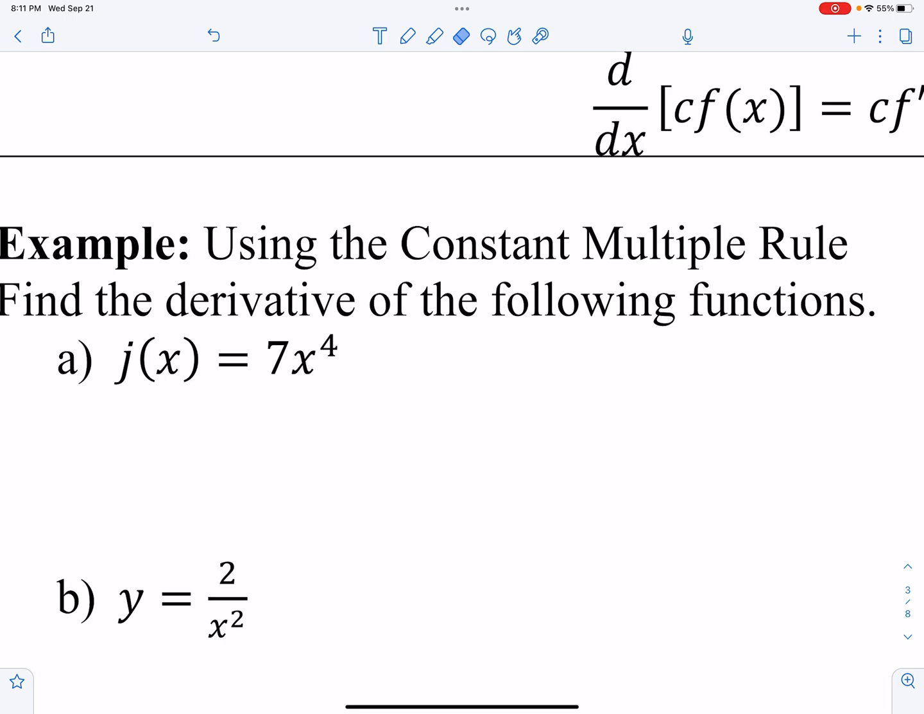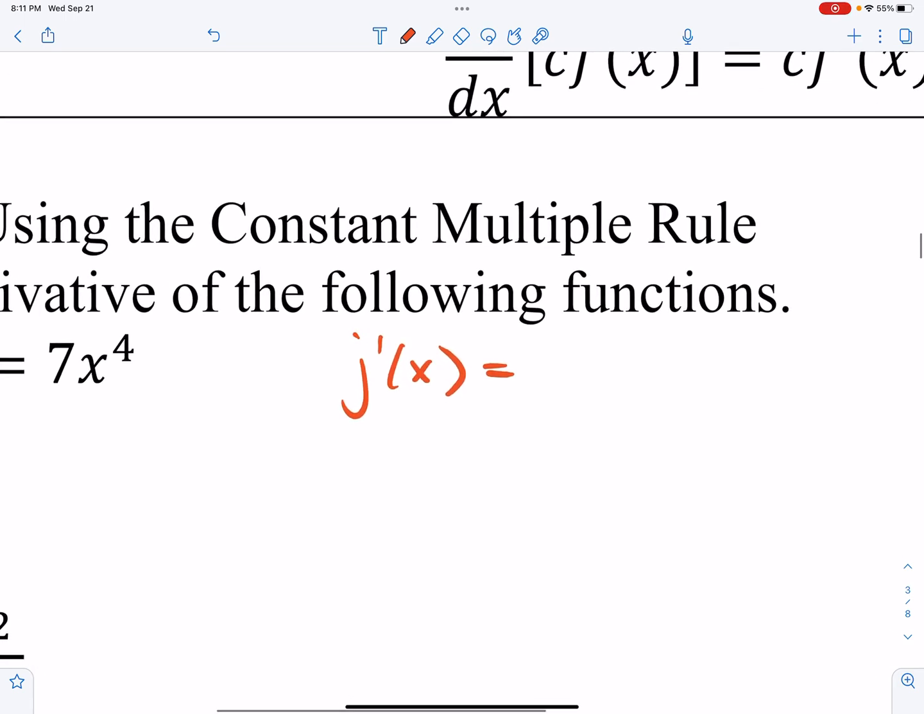To find j prime, there's a 7 there. The 7 is going to then be multiplied by the 4 when we think about pulling the 4 out front or bringing the 4 down. So 7 times 4 is 28. Subtract 1 from the exponent. Done.